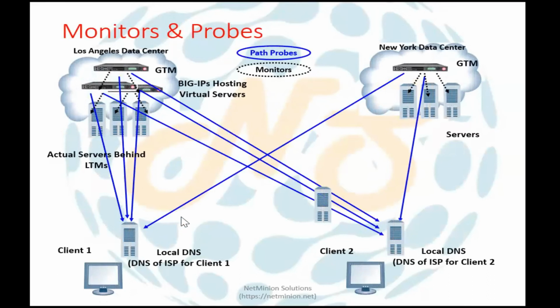So monitors and probes, I hope I need not tell you, right? What are the monitors and what are the probes? GTM performs intelligent probing to determine whether the network resources are up or down. In some examples, if you have firewalls in between, then you need to open those probes, specific health servers.